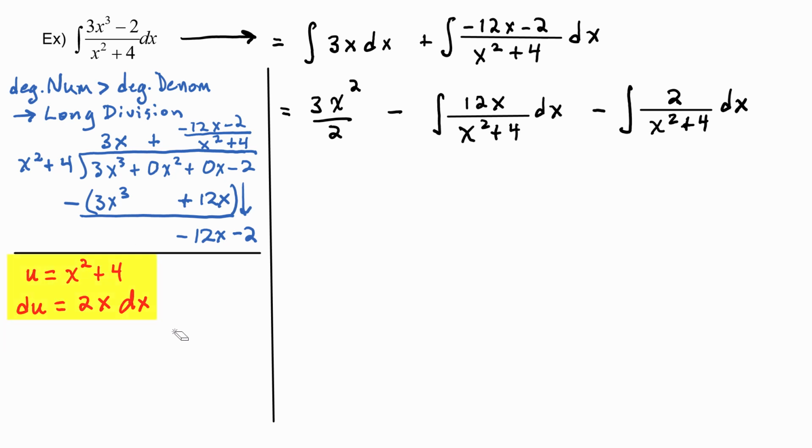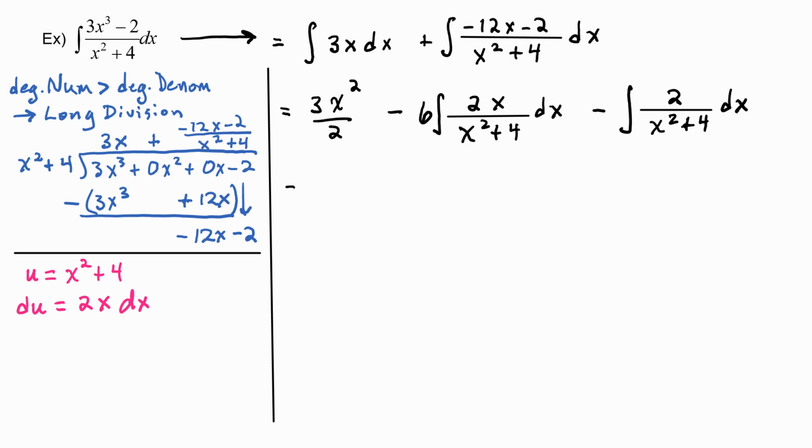Now, looking at this u du substitution here, what we wish we had in the numerator of this rational expression was 2x dx, not 12x dx. So what we can do is take that 12 and turn it into 2 times 6. This is still the 12x that we had, but now it's in a more useful form where we can use this to get the du that we need.